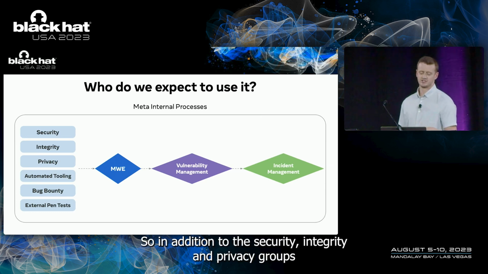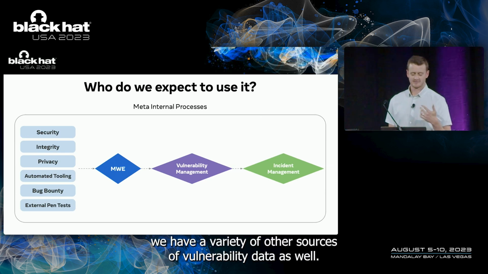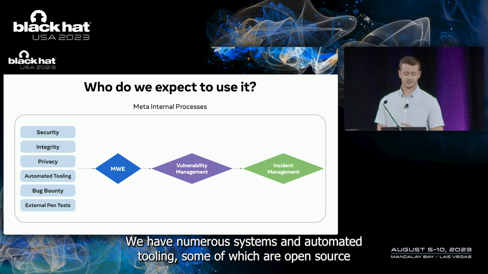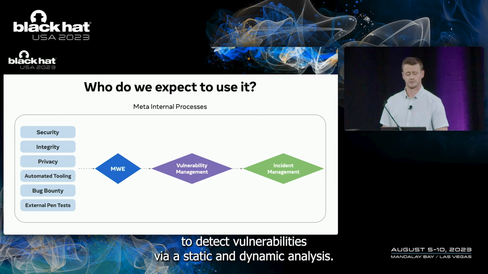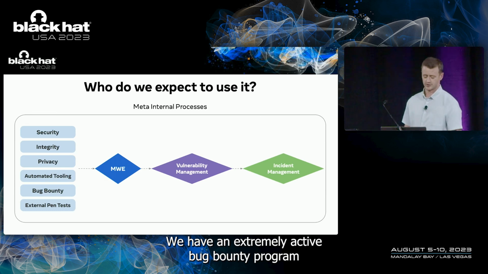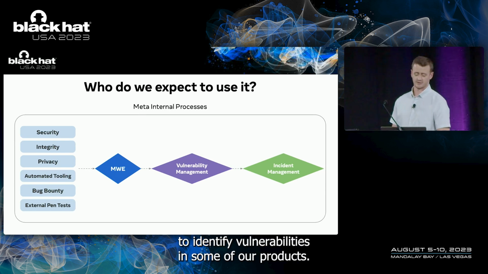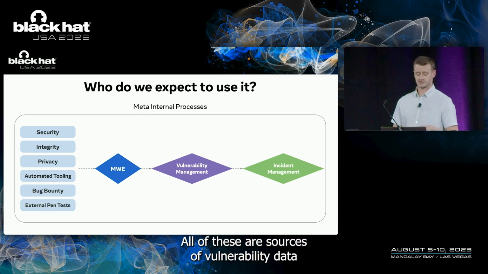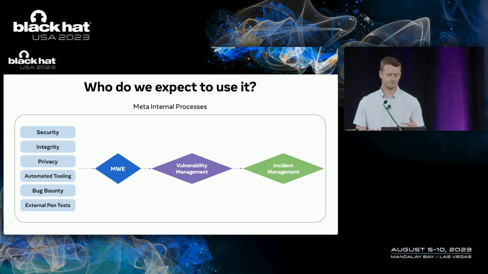So in addition to the security, integrity, and privacy groups that I've already touched on, at Meta we have a variety of other sources of vulnerability data as well. We have numerous systems and automated tooling, some of which are open source, to detect vulnerabilities via static and dynamic analysis. We have an extremely active bug bounty program, as well as external pen testers that we contract to identify vulnerabilities in some of our products. All of these are sources of vulnerability data that have MWE applied to categorize the vulnerabilities.